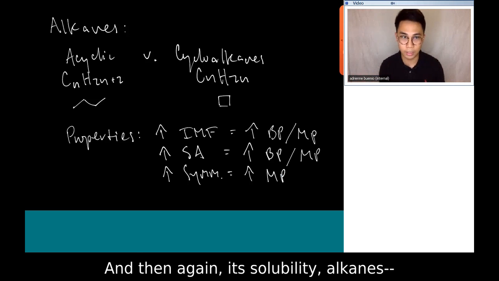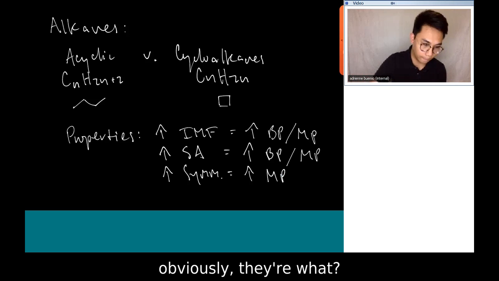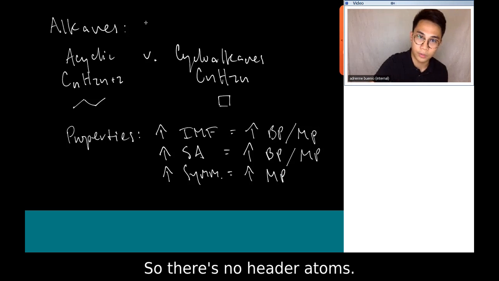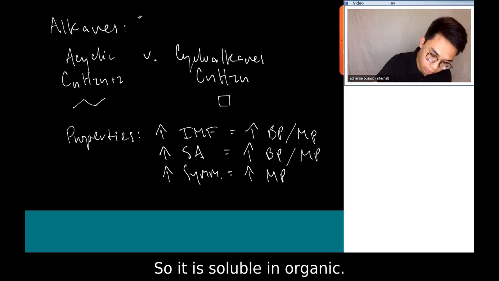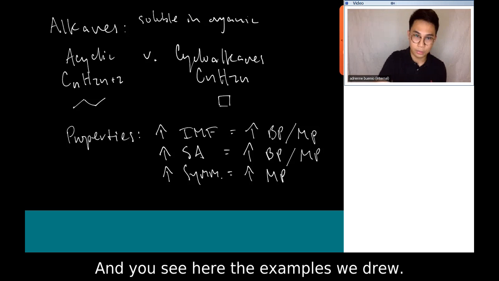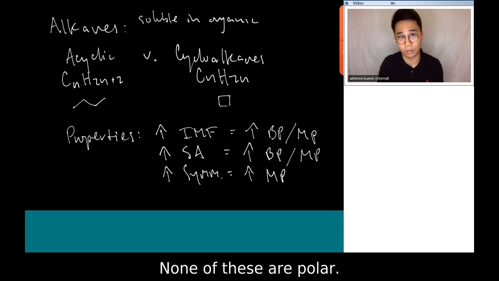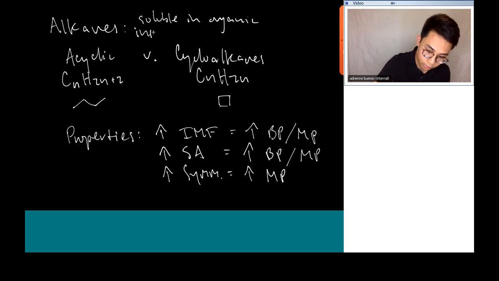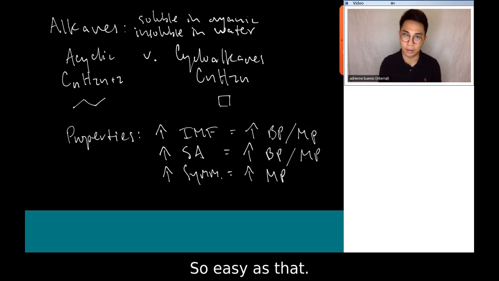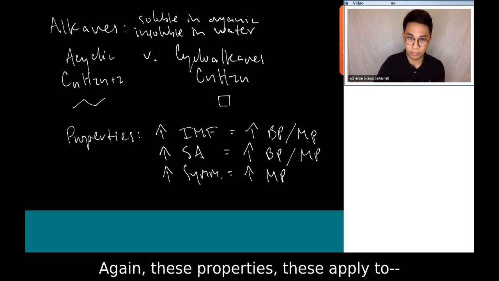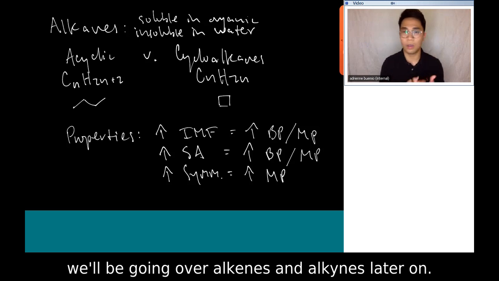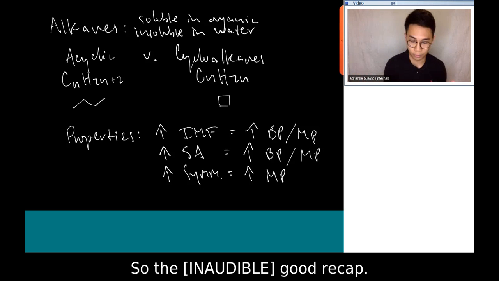And then again, with solubility, alkanes, obviously they're what? Organic, so there's no heteroatoms, right? So soluble in organic solvents. And you see here that the examples we drew, none of these are polar, right? So obviously insoluble in water. So easy as that. Again, these properties also apply to alkenes and alkynes, which we'll be going over later on. But good recap, right?